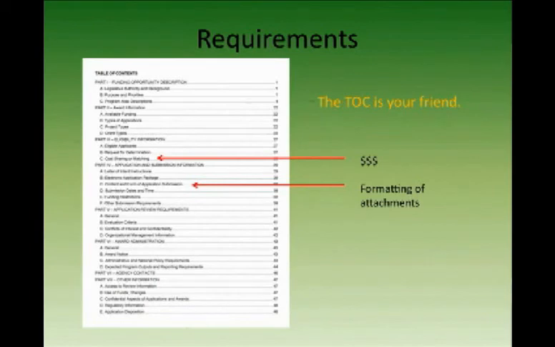The table of contents is your friend. This part 4C is where you'll find the formatting instructions, including names and such for attachments. And while matching is not necessarily a consideration in this proposal opportunity, I would suggest that for every RFA that comes out, the cost sharing and matching section is the first thing that you look for and consider.